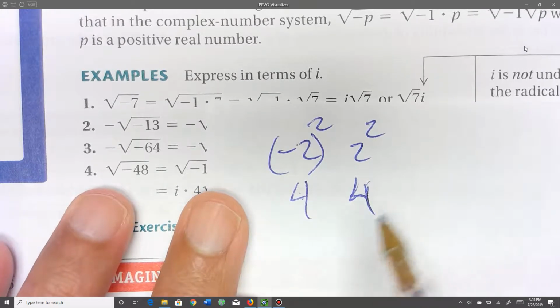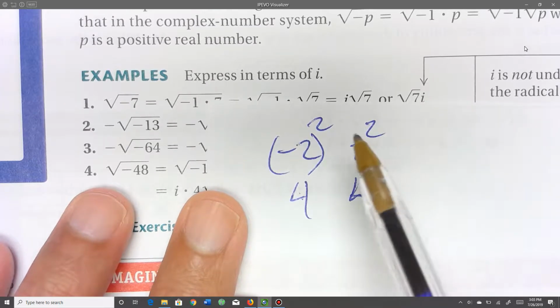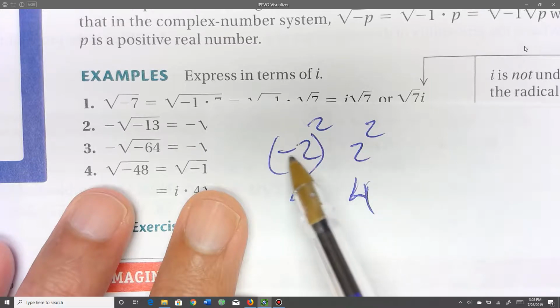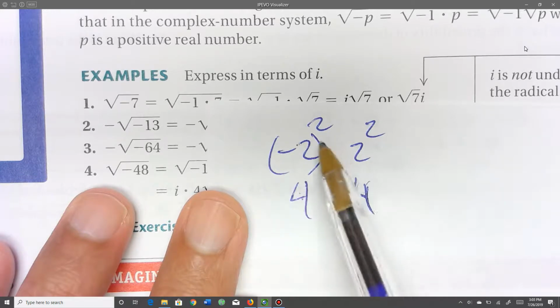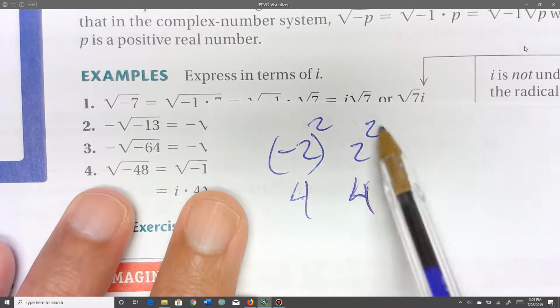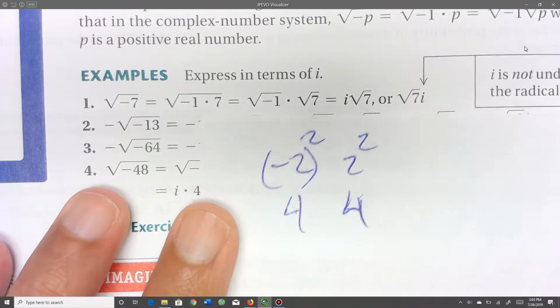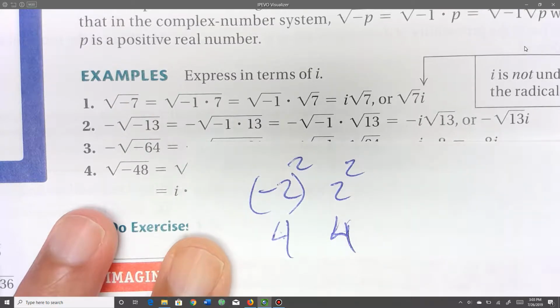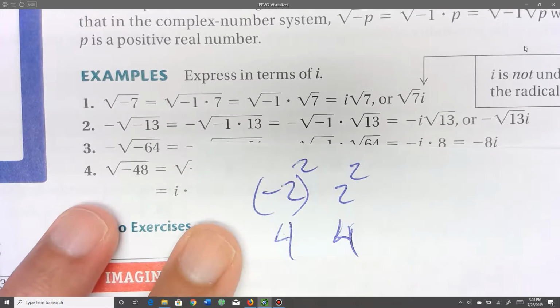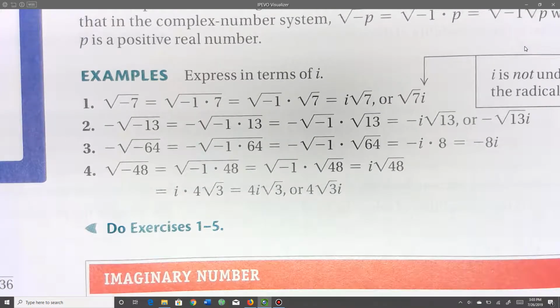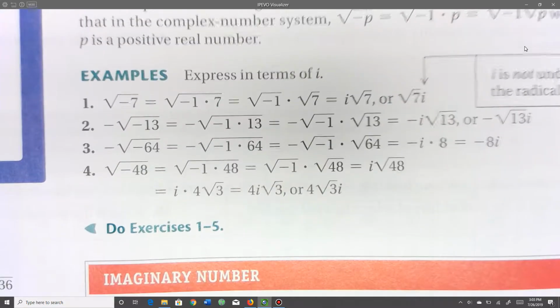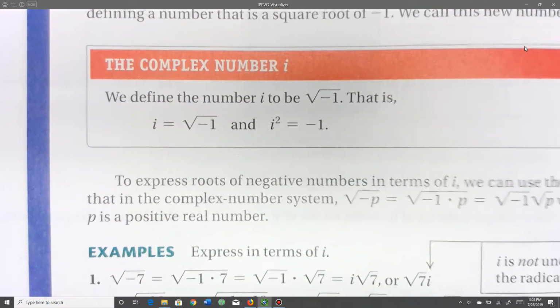If you think about it, I don't know if that explains it well, but if you raise this negative 2 to a positive exponent of 2, then you get a positive 4. Same for a positive value, you still get a positive answer. So we cannot have negative values inside radicals. Therefore we need to treat them differently, and for that we need to learn this rule here.